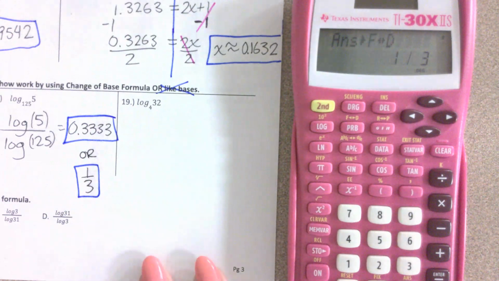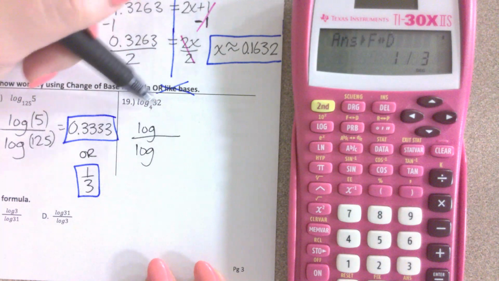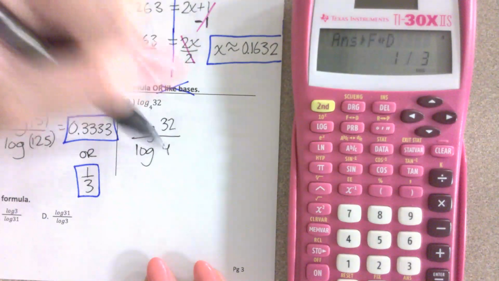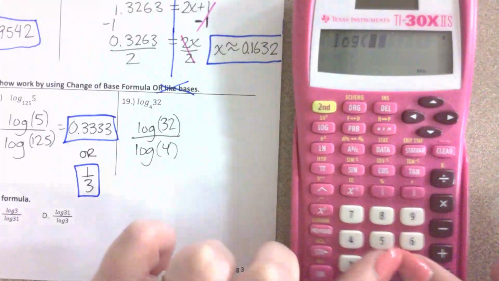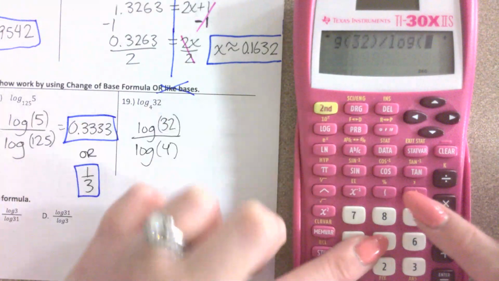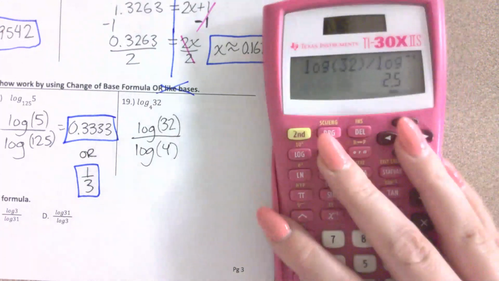All right, one more. Log over log, and it's high over low, 32 over 4. Log of 32 divided by log of 4. And that one's much nicer. It is just 2.5.